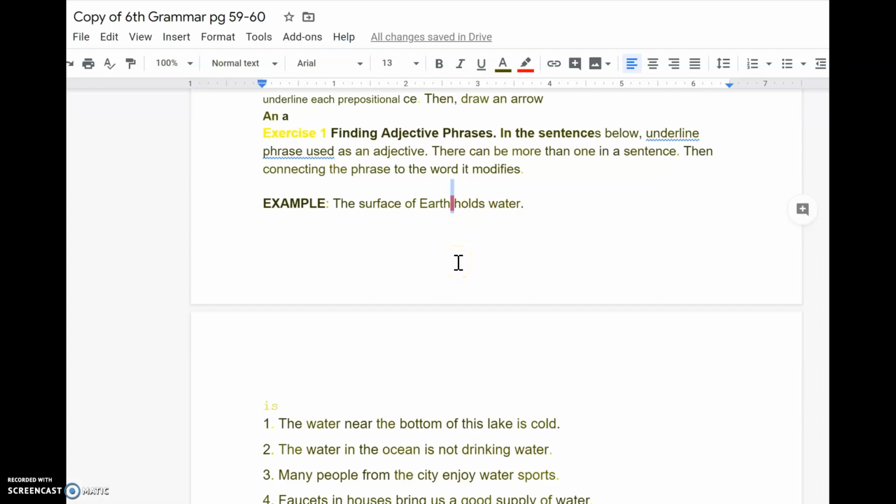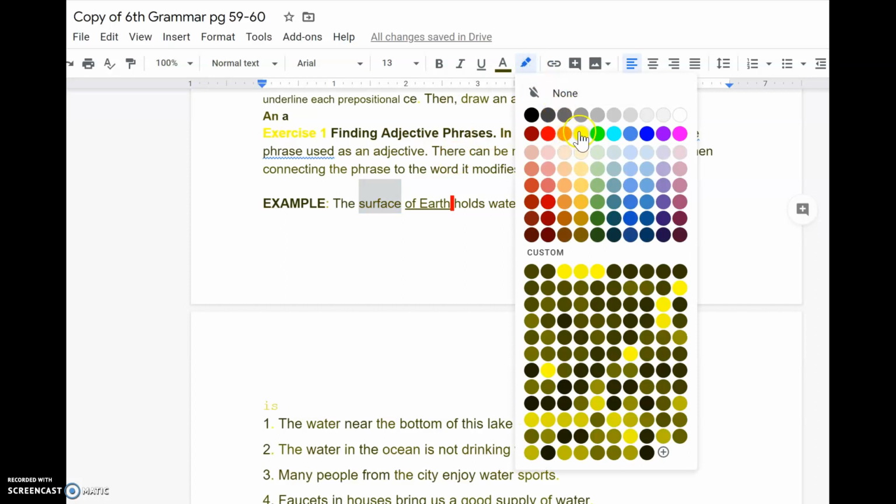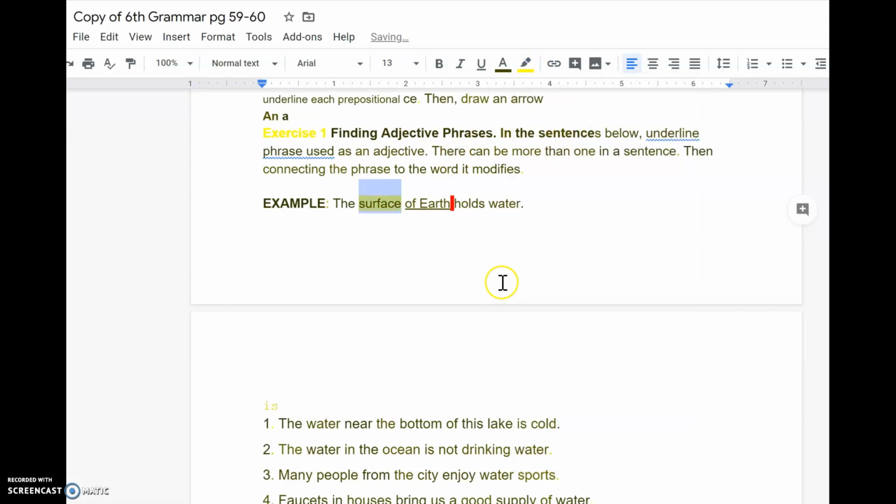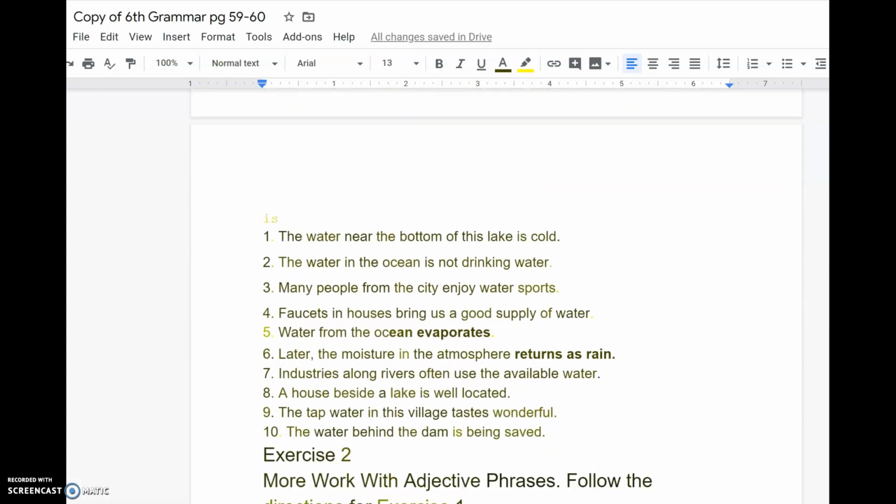So I need to underline the phrase used as an adjective. Of Earth tells more about surface. We're going to continue to highlight or circle the noun or the pronoun. We're going to do that all the way through. Okay? So you're highlighting the noun or pronoun. You're underlining the adjective phrase, which should start with a preposition, and then make sure you're putting that break between the subject and the predicate. So we'll do one together.